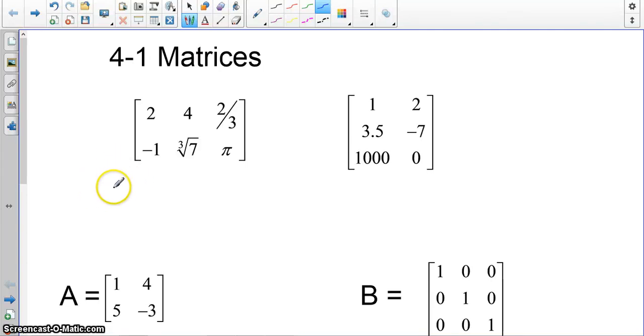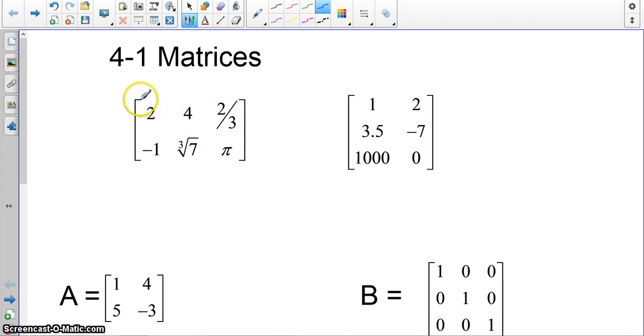Okay, so 4.1 is all about maybe something you may or may not have been exposed to, but the idea of something called a matrix. The plural is matrices, as you can see, but this is one, two matrices. This is one matrix. This is another matrix. So really all a matrix is, is a set of numbers arranged a certain way.